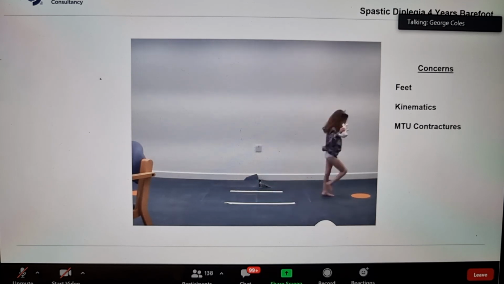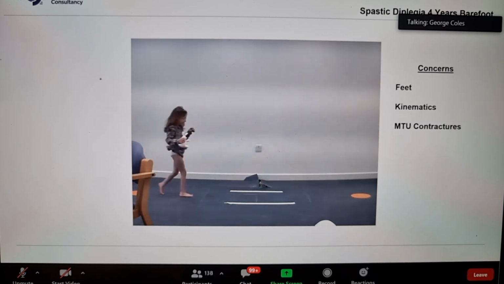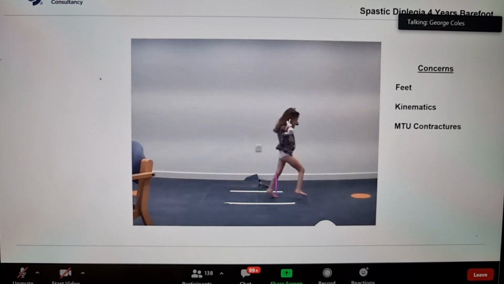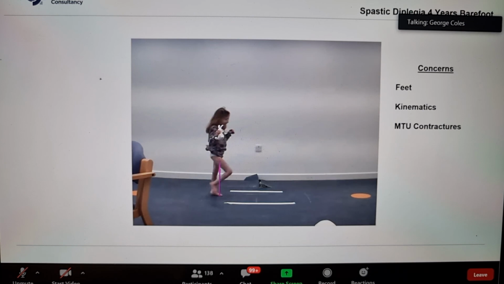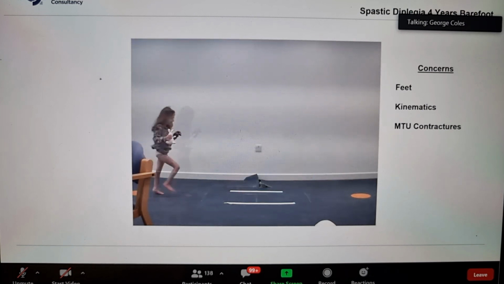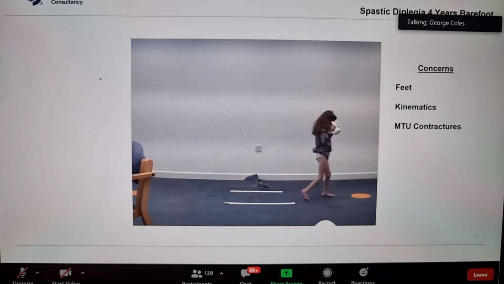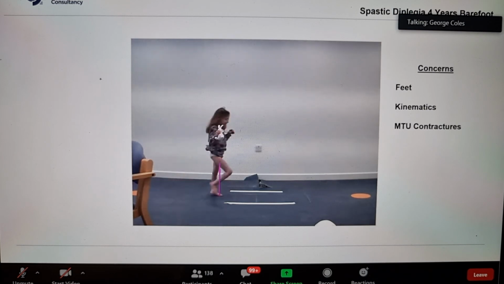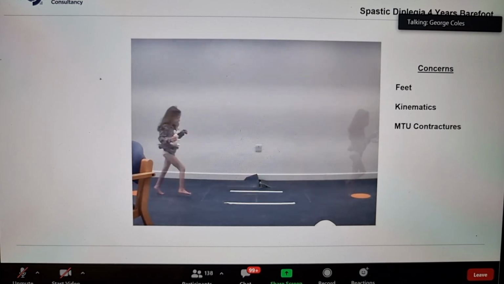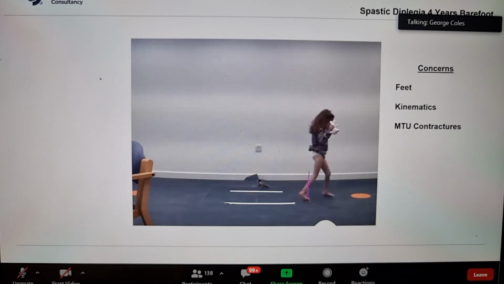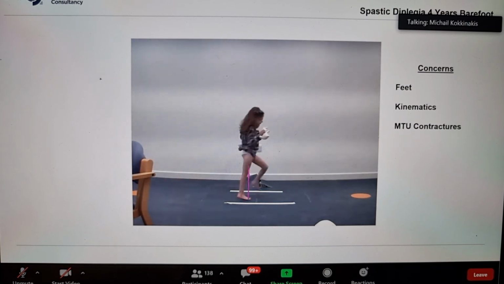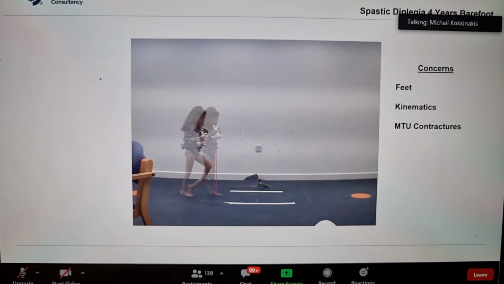But if anyone wants to talk over, that's absolutely fine. I'm just going to go through, if that's all right, because I've got her barefoot, AFO, barefoot, AFO, barefoot, AFO for quite a long time now. I've got her all the way up until when I saw her not that long ago, at 11. So we've got quite a lot.